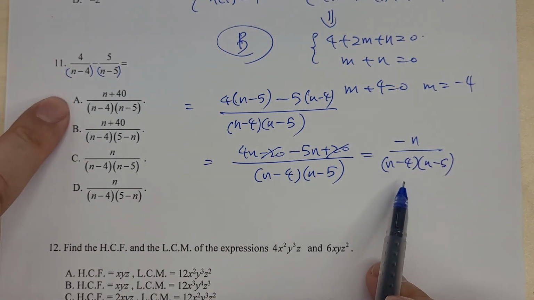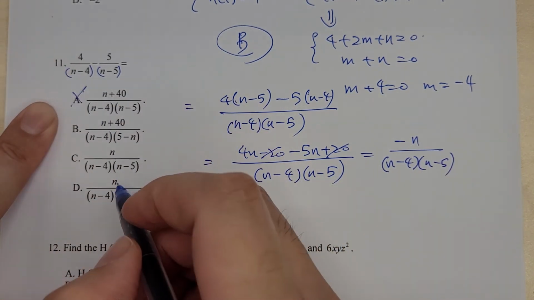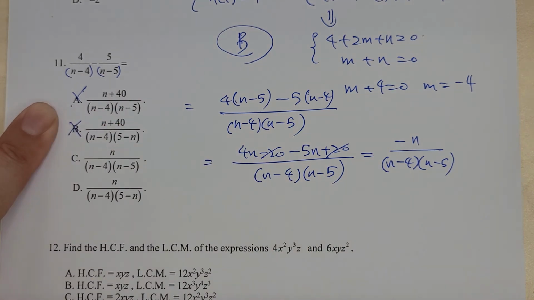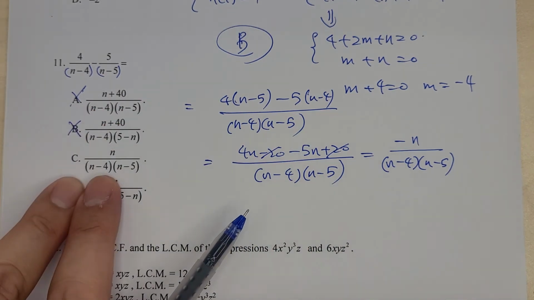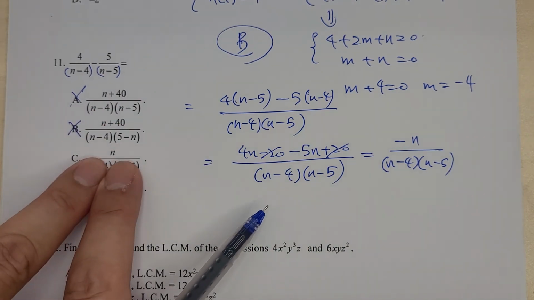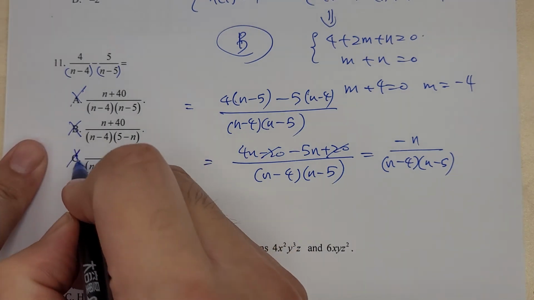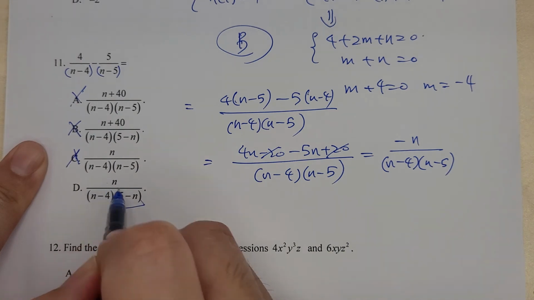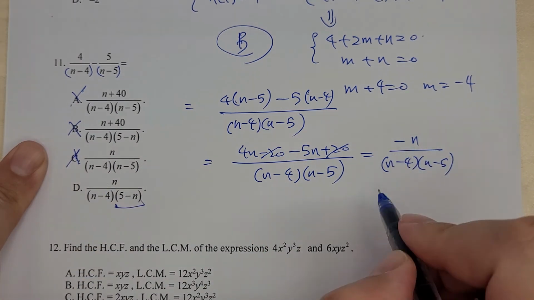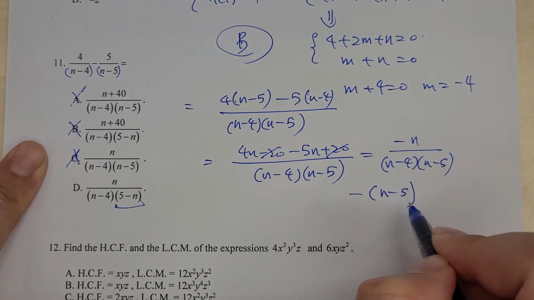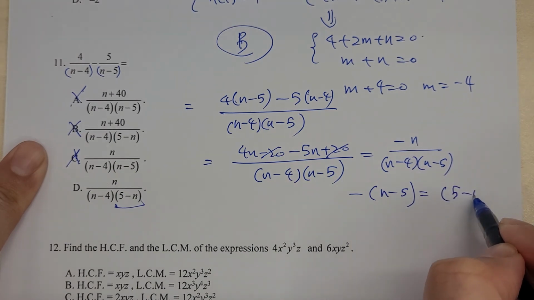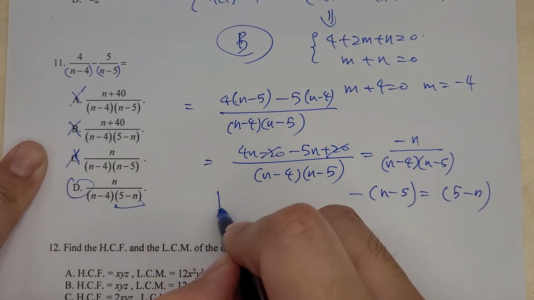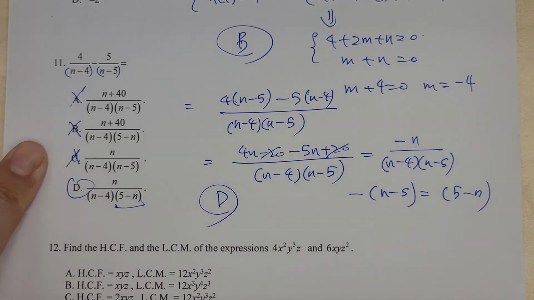Go to check the options. A, not possible. B, not possible. C, n minus 4, n minus 5, but there's a positive n here, not possible. It just leaves D. Here you can see that the negative sign is moved so that negative bracket n minus 5 becomes bracket 5 minus n. So the answer is D, D for dog.